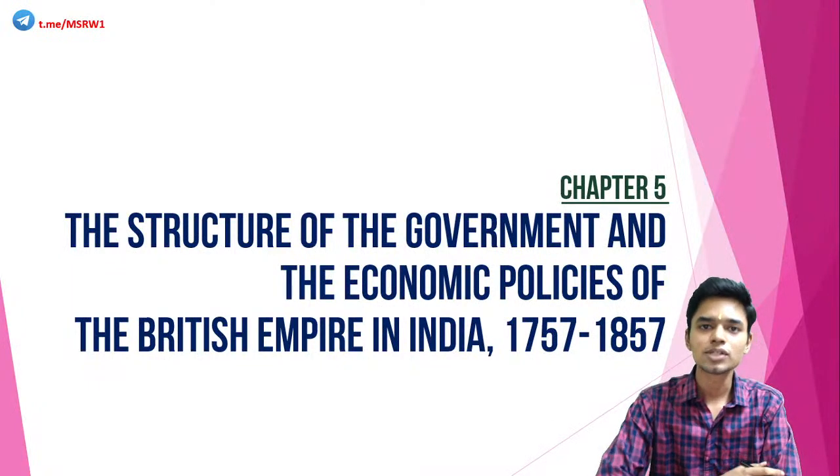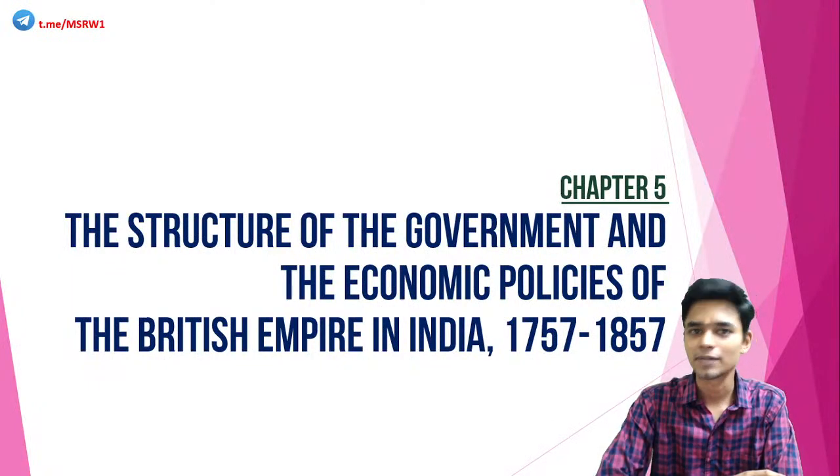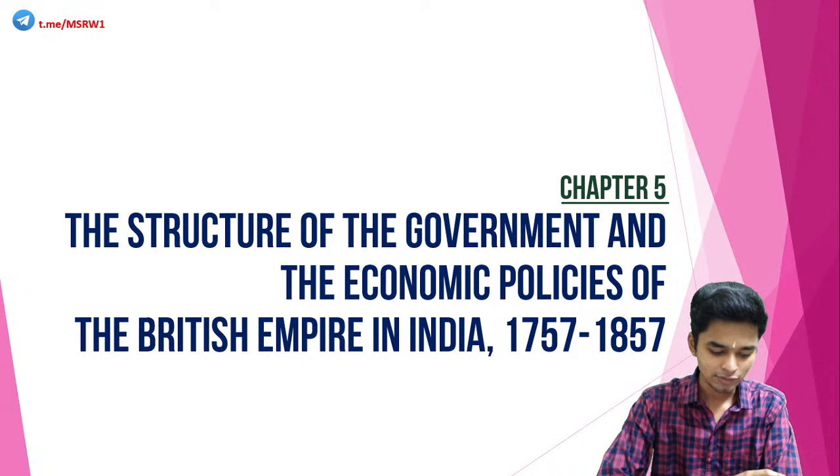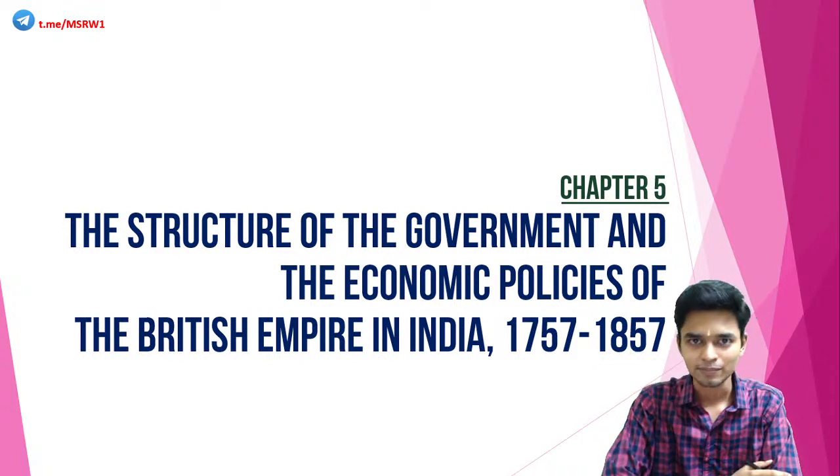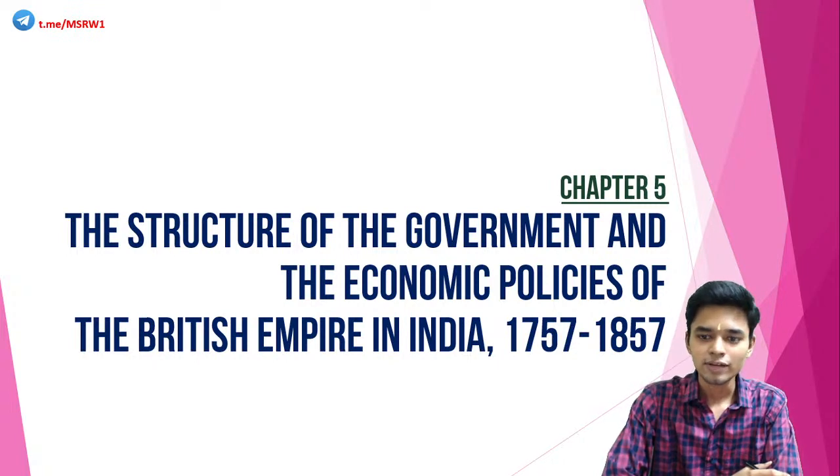So today we are going to start from chapter 5. We will be looking into chapters 6 and 7 as well, and we will be completing everything up to the revolt of 1857. The next session, whenever that is, will start from the 1857 revolt and we will move onwards. Chapter 5 deals with the structure of the government and the economic policies of the British Empire in India from 1757 to 1857.